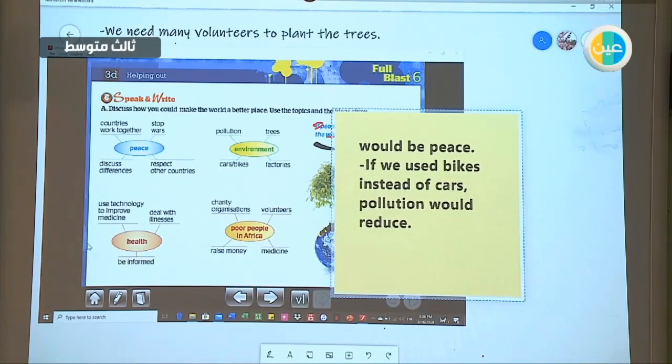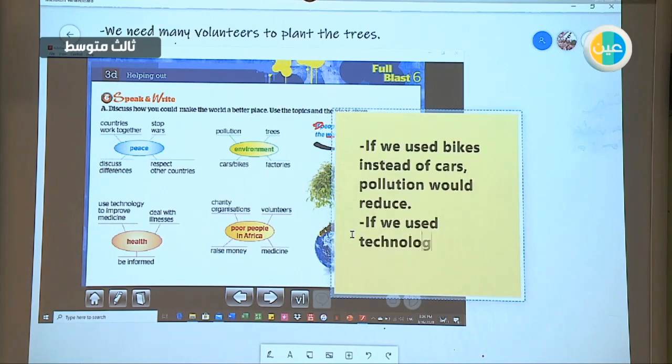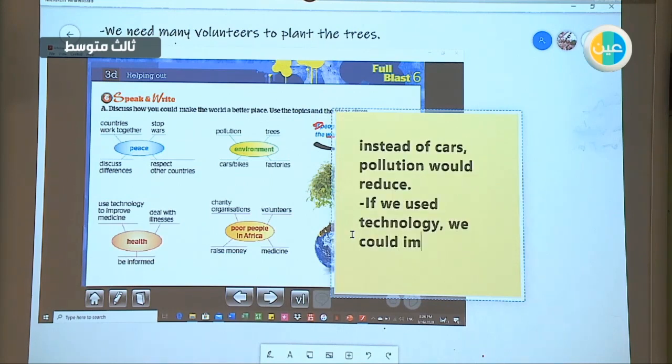We can form one more sentence. Let's say, for example, if we want to talk about health, use technology to improve medicine. Let's say, if we used technology, if we use technology, comma, we could improve medicine.